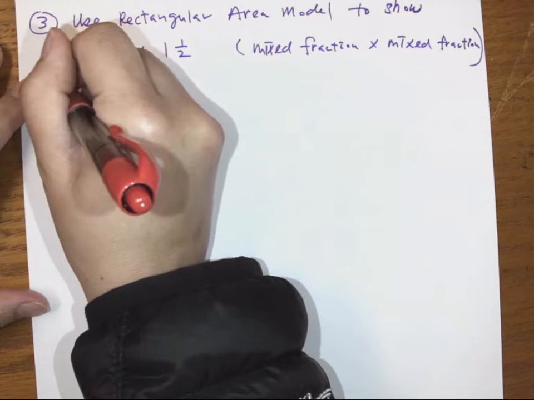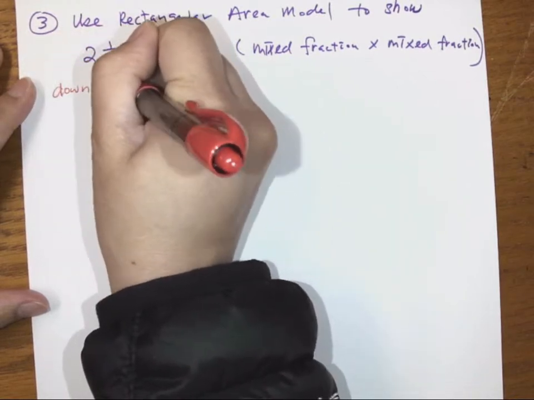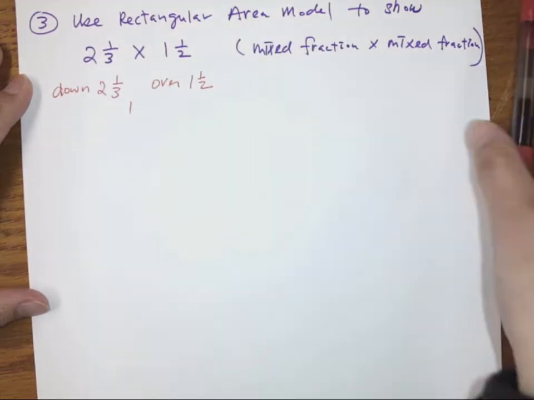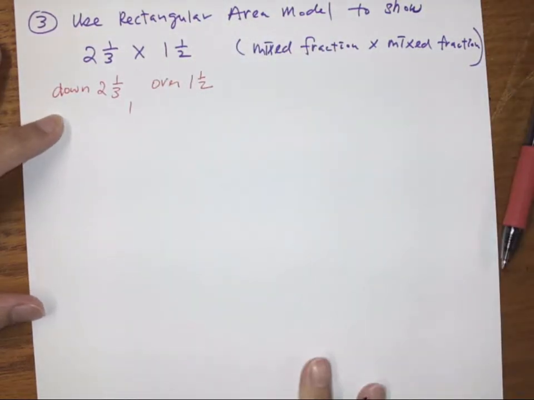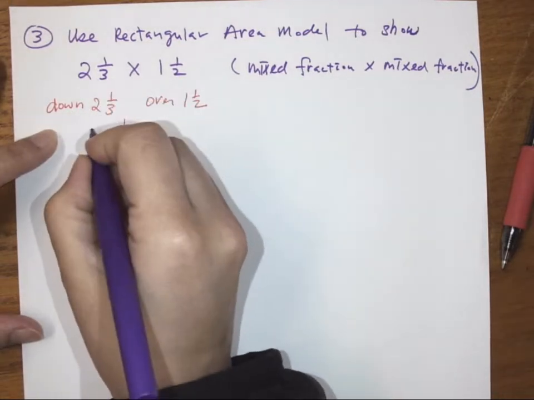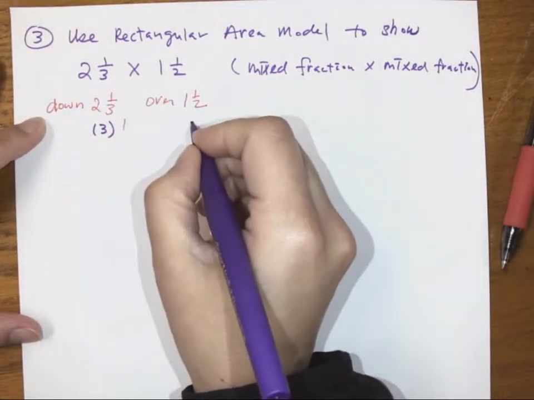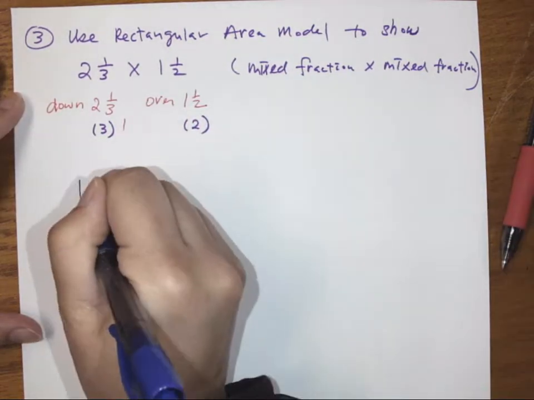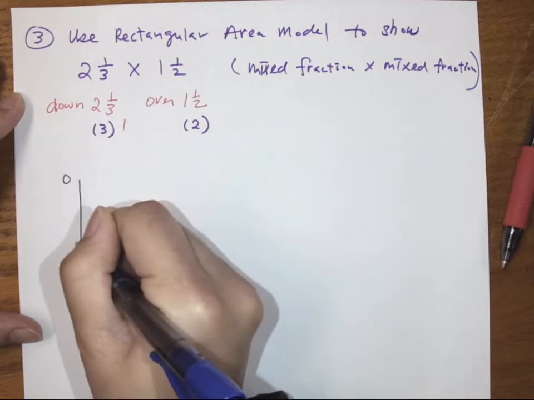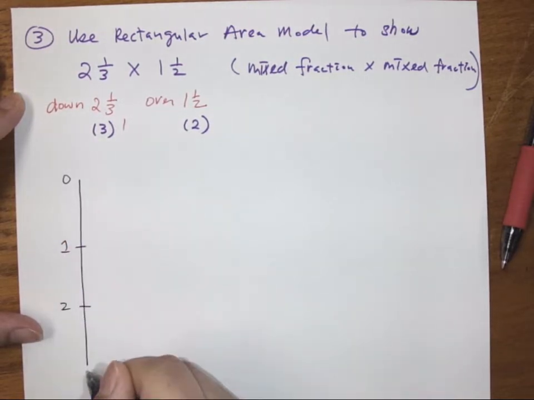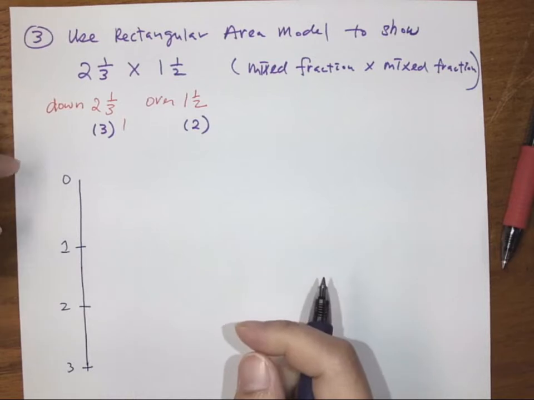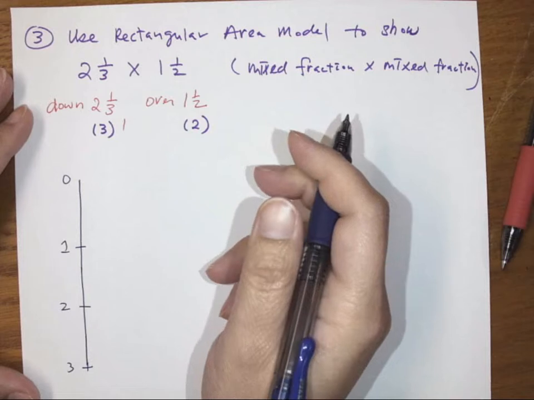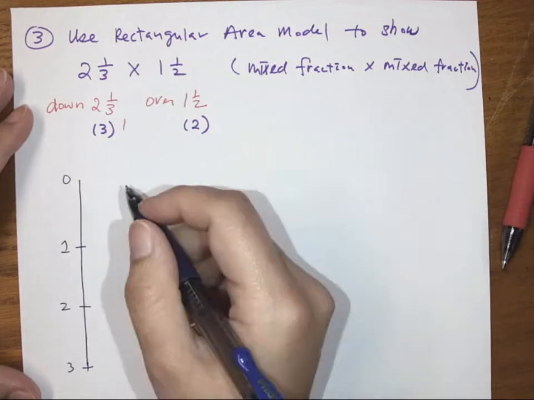Okay, the first one, so it's going to be go down 2 1/3, and then we go over 1 1/2, and we normally need to round it to the next whole number when we draw, so it's going down to 3 and go over to 2. Alright, so we're going to start drawing, going down 3 units, so 0, 1, 2, 3. Try to space them out about the same distance for each unit, and make sure you don't draw it too small, otherwise it's very easy to make a mistake.